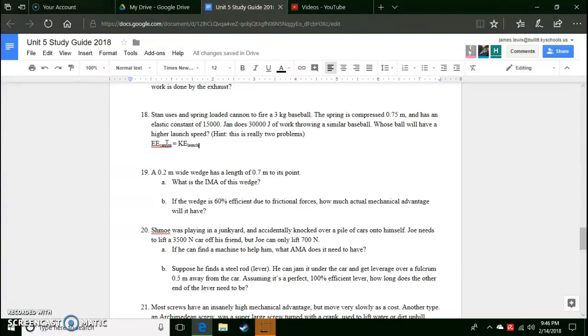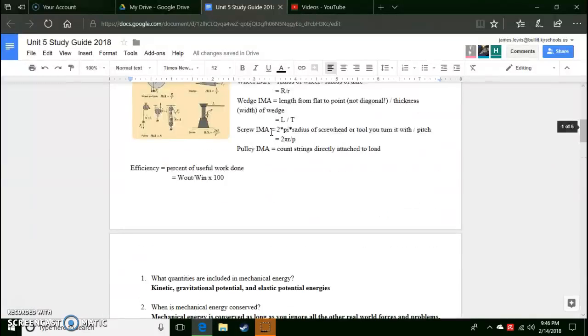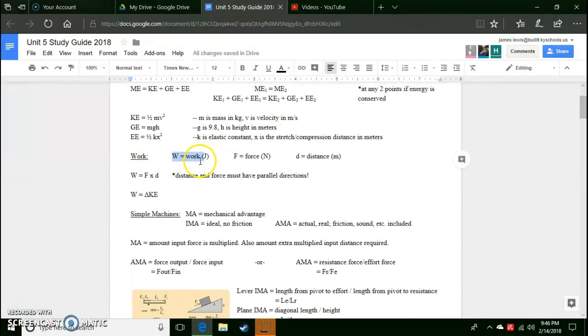So that's for Stan. And then for Jan, she is going to do work instead. So now we need to jump into our work equations. Remember, work is the whole force times distance thing. It's where you put energy into a system. Jan is going to literally push the ball with her hand. That's how throwing an object works. And here's the connection, launch speed and work. Work equals delta KE. Delta means change. Don't forget that. Work equals change in kinetic energy.